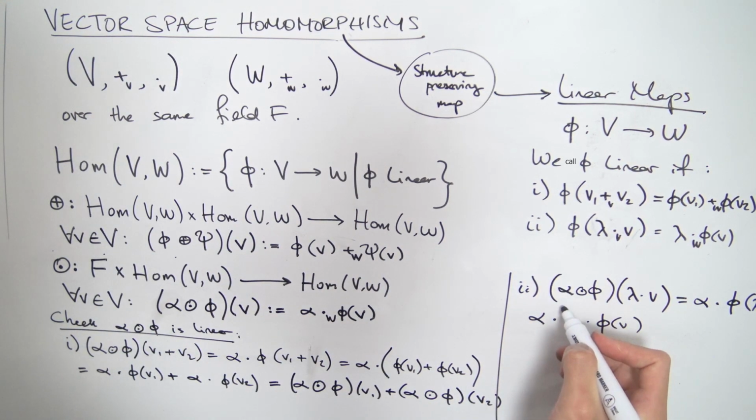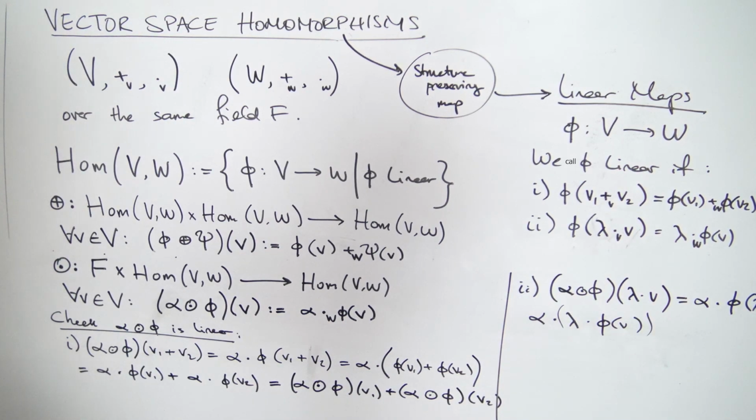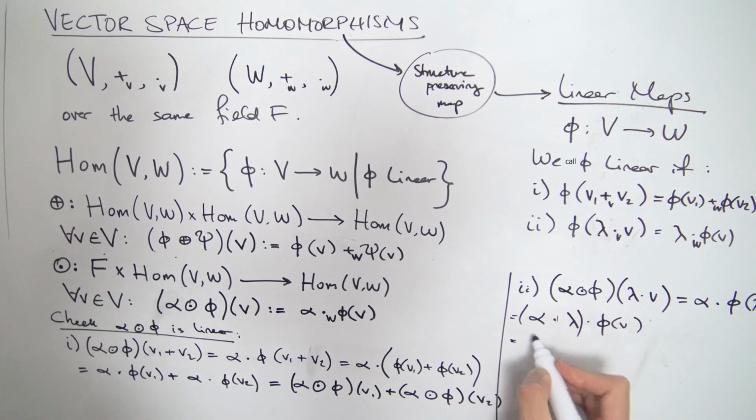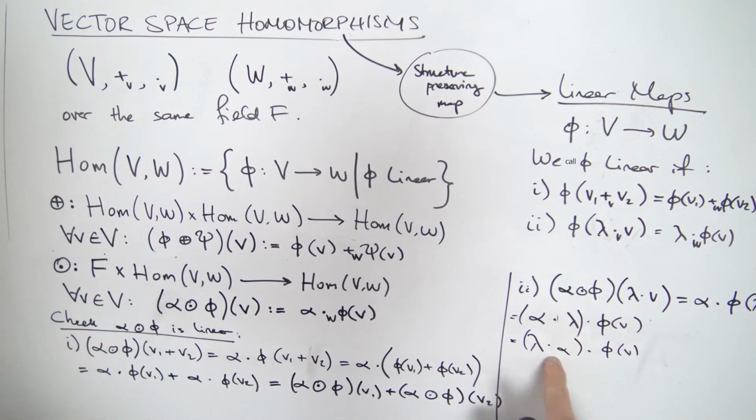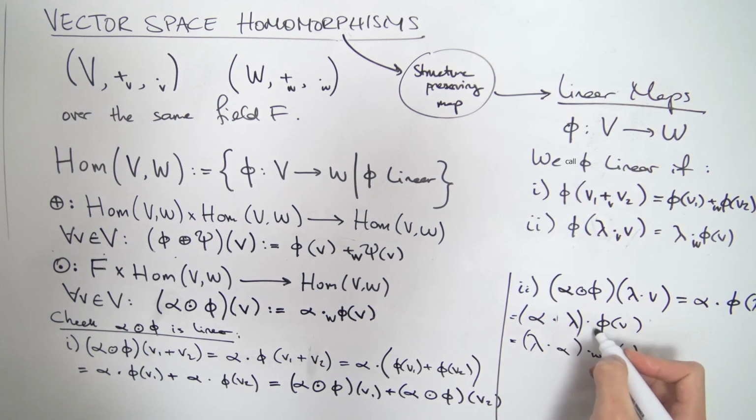So first of all, technically there's supposed to be brackets over here, but we know from the associative law of scalar multiplication, we can rearrange these brackets to bracket these two guys together. These are from the same field F, and a field is associative for multiplication, so we can flip these two guys around to be lambda times alpha, this guy times phi of V. This is the times on the field, this is the times on W.